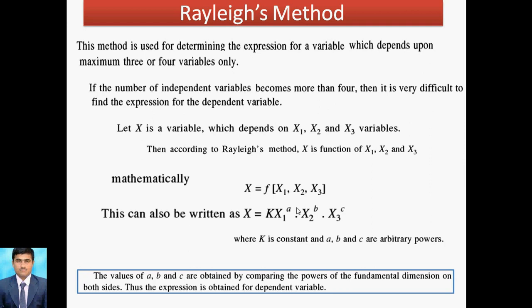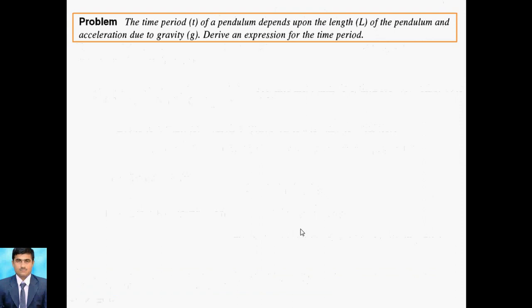So therefore we are considering that x is the variable and x1, x2, x3 are the independent variables, and we go for the mathematical formulation, that is x is a function of x1, x2, x3. That is the format, because we are considering x1, x2, x3 as variables and x as the dependent variable. Also we can write k x1 raised to a, x2 raised to b, x3 raised to c. K is the constant and a, b, c are the arbitrary powers.